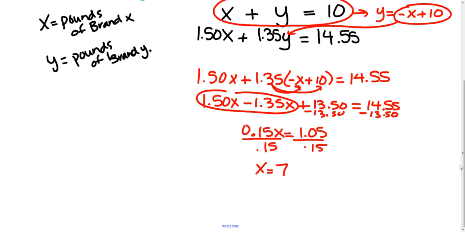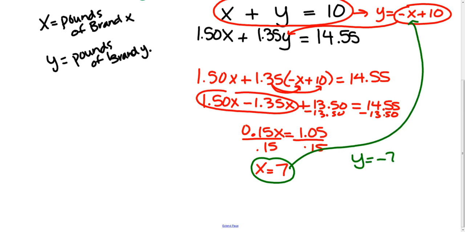And again, we're going to put this in context here. I don't want you to just tell me x equals 7 because I don't know what that means. So we'll come back to that in a minute. And then I will take that and plug it up in here. And y would be negative 7 plus 10. And so y would be 3.